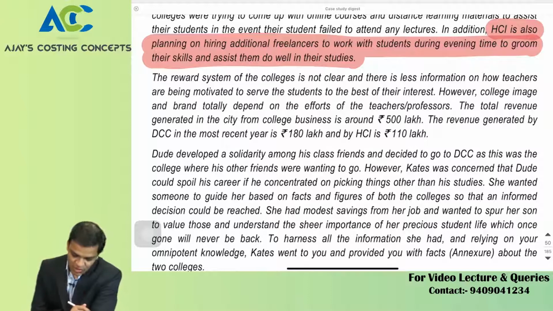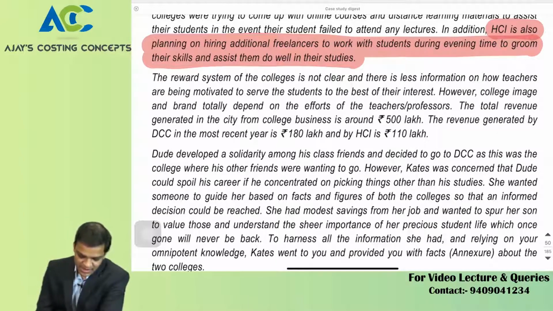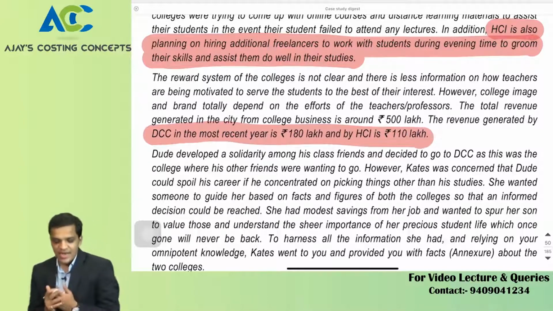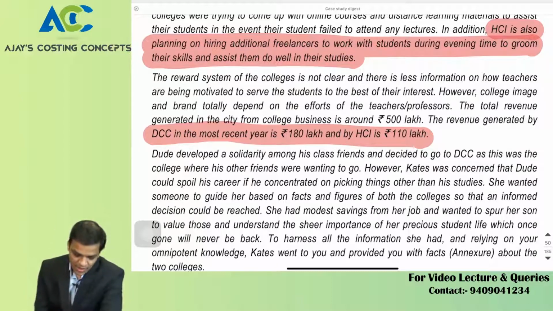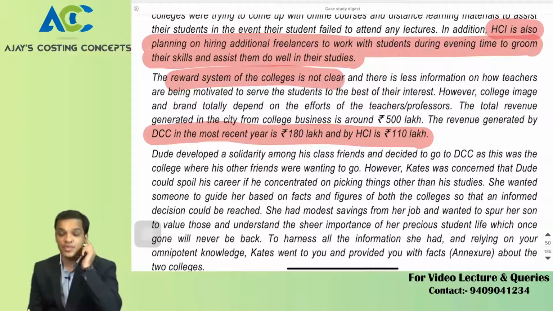The reward system of the college is not clear, and there is less information on how teachers are being motivated to serve the students to the best of their interest. However, the college image and brand totally depend on the efforts of the teachers or professionals. The total revenue generated in the city from colleges is around 500. The revenue generated by DCC is 180. So the share of DCC is higher when compared to HCI, right? But the reward system is not clear. That is what has been provided.